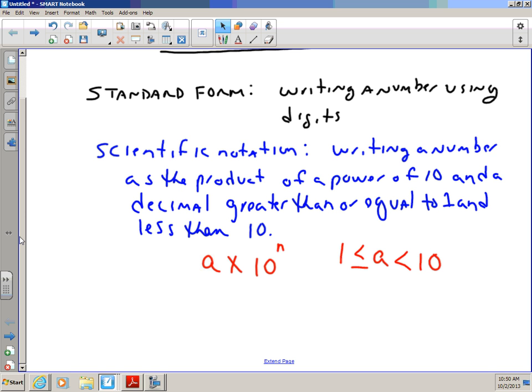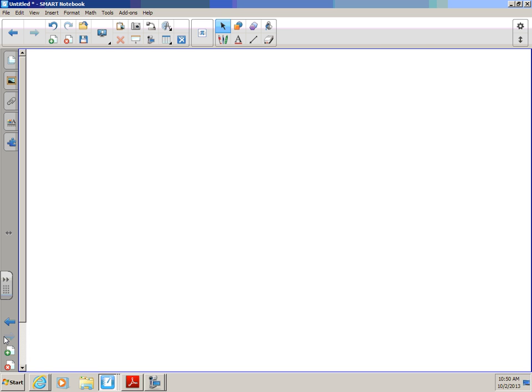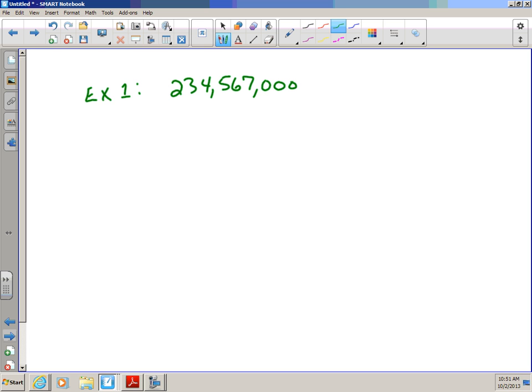So let's work through a few examples going from scientific notation to standard form and standard form to scientific notation. So let's take the number 234,567,000. Obviously a very large number. Can I rewrite that number in scientific notation?